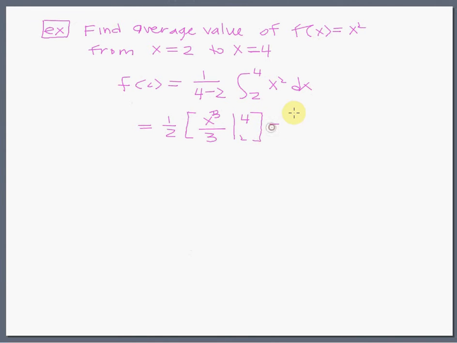So then I would get 1/2. Okay, so now I'm just keeping this 1/2 here, and now I need to do the evaluation of this, right? So I'm going to calculate with 4 plugged in first. So 4 cubed is 64 over 3. Then I'm going to subtract from that 2 plugged in. So 2 cubed is 8 over 3. So then we multiply that all out and we would get 28/3.